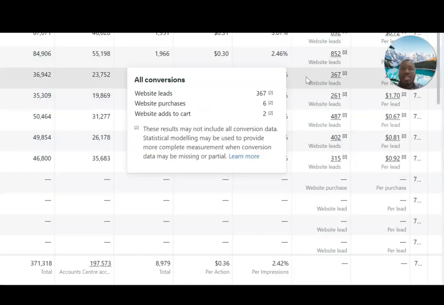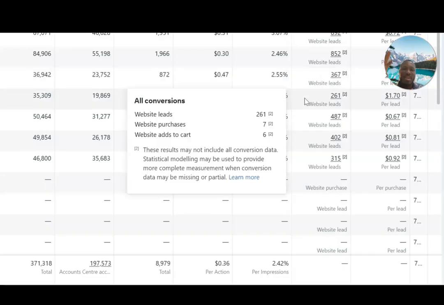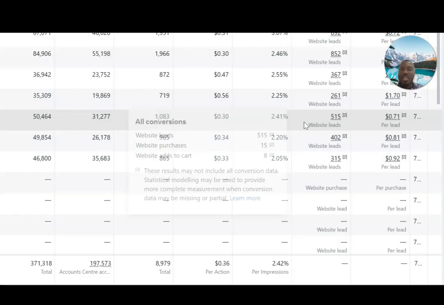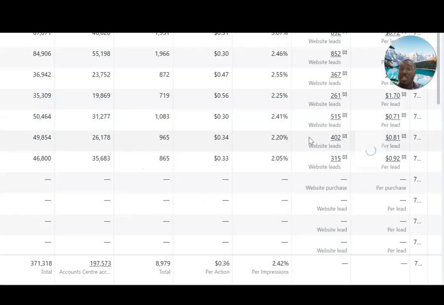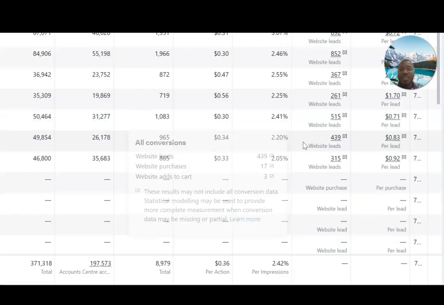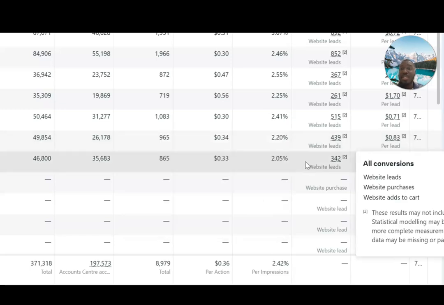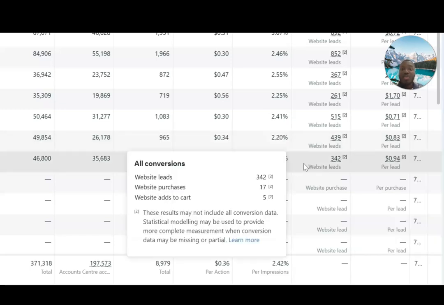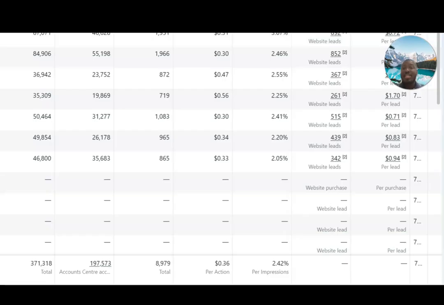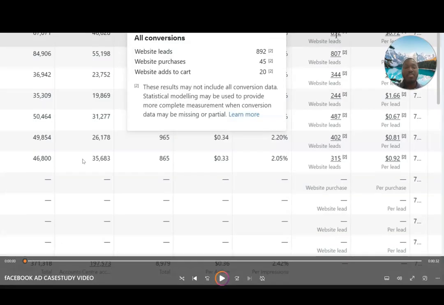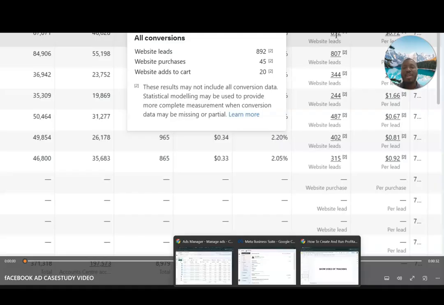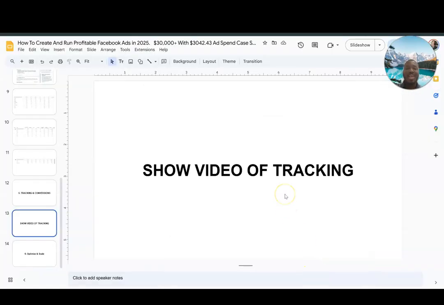Then the next one, 367 leads, six purchases, quite low. 261, 7 purchases, quite decent. 515, 15 purchases, that's quite decent, right? 439 leads, 17 purchases, that's insane. And 342 leads, 17 purchases, that's insane. So out of all those campaigns, pretty much just one is really, really struggling. So that's the whole overview of how this thing works.